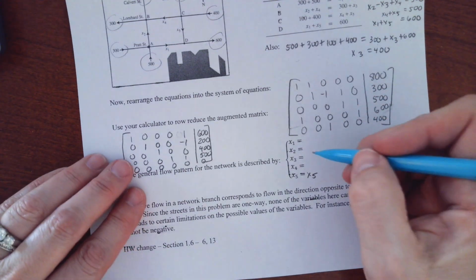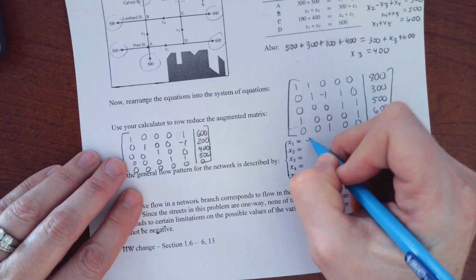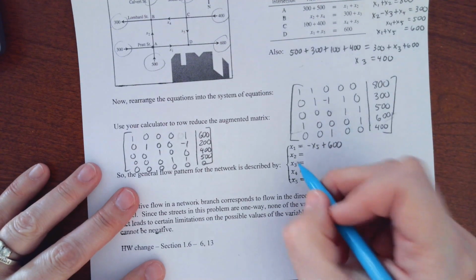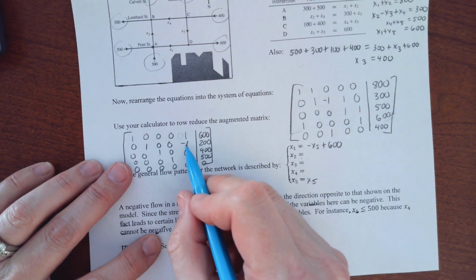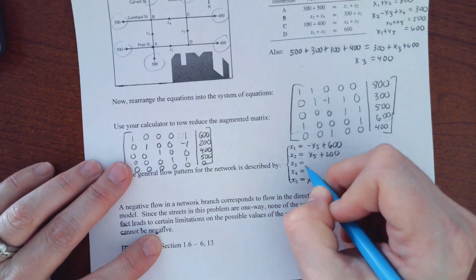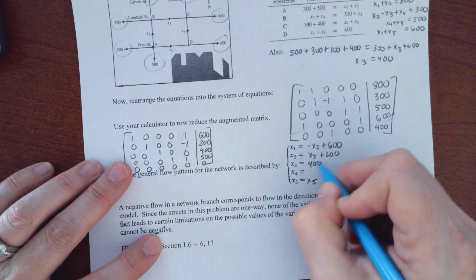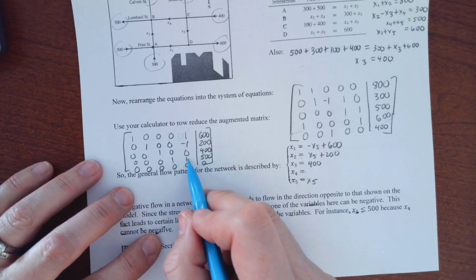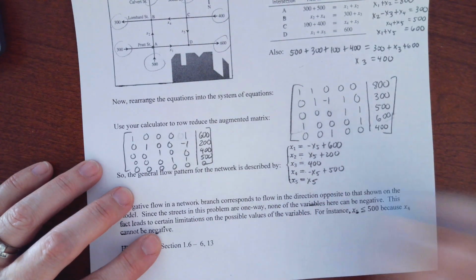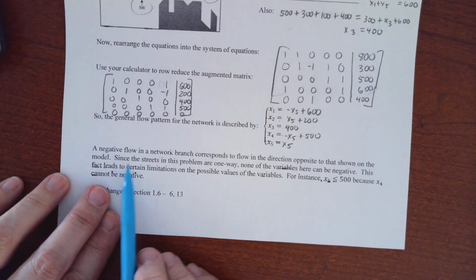All right, and so let's do this. x1 is negative x5 plus 600. Okay, x2 is positive x5 plus 200. x3 is 400, we already knew that. x4 is negative x5 plus 500. And x5 is x5.